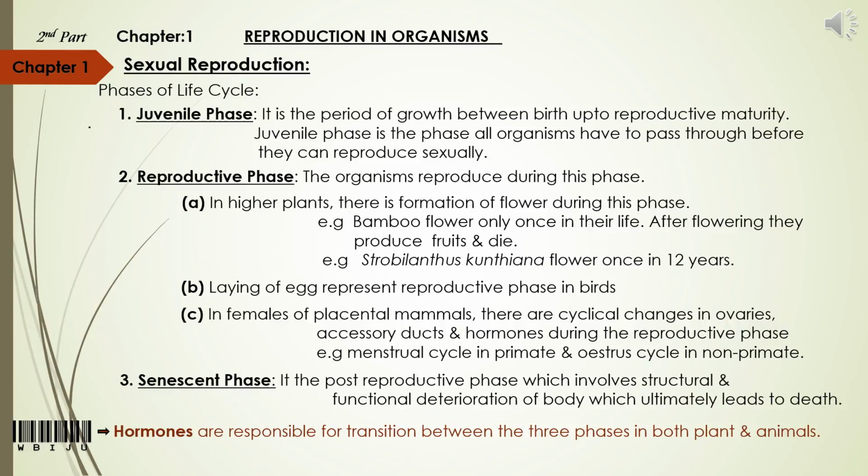Now come to the last phase of life cycle, that is senescent phase. So when an organism is not able to reproduce anymore, it enters into a phase which is known as senescent phase. And this is the last phase of lifespan, which ultimately leads to the death of the organism.